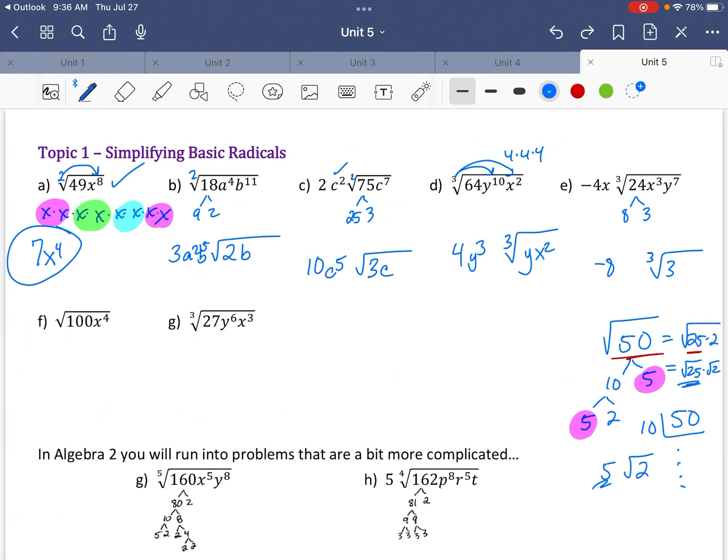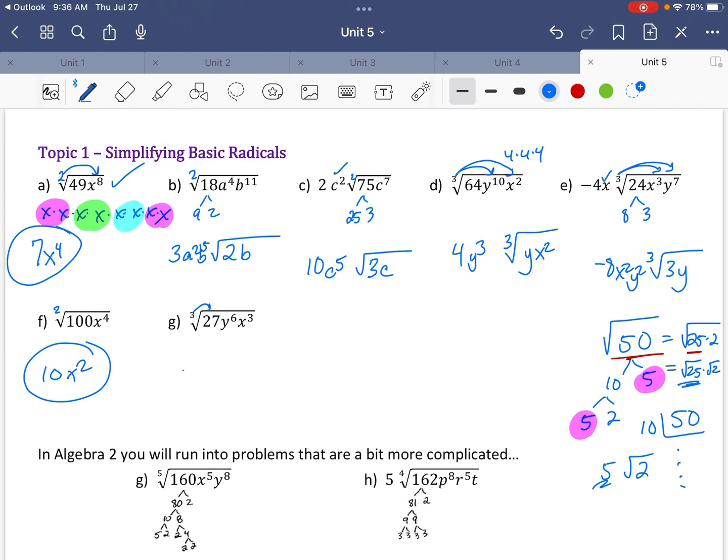All right, so let's see. So now for my x's, 3 goes into 3 one time, but there's already one x out here, so that'd be x squared. And 3 goes into 7 twice with 1 remaining. All right, down here, letter F, the square root of 100 x to the 4th. So the square root of 100 is 10. I don't even need to work that out. And 2 goes into 4 twice, so there you go, another perfect square.